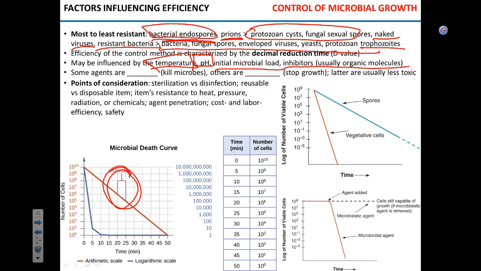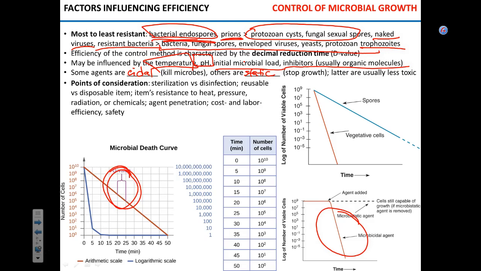Now, some agents are considered cidal. It's not the proper English word, so we talk bactericidal, virucidal, fungicidal, which means they kill. Okay? They kill cells. That's killing. Others are static. So they prevent microbes from growing. They're usually less toxic, but if you just keep microbes from growing, microbes still remain wherever they are. You see the difference between static and cidal.